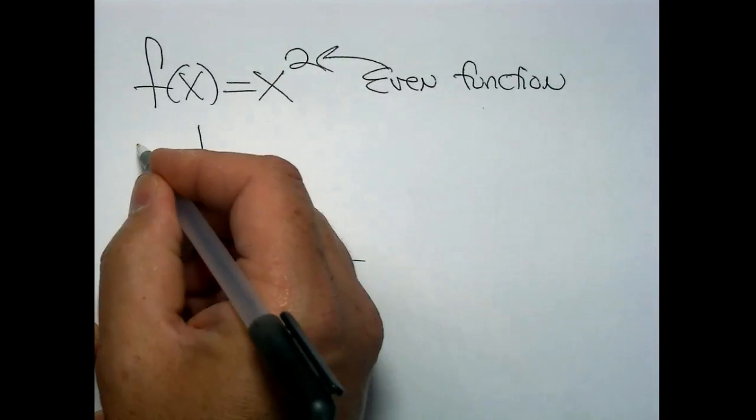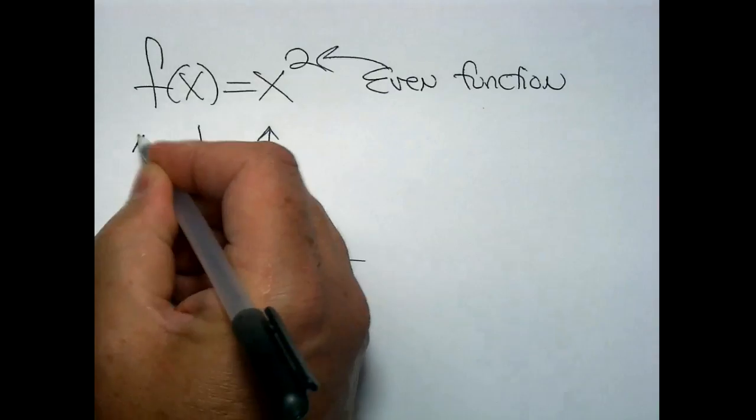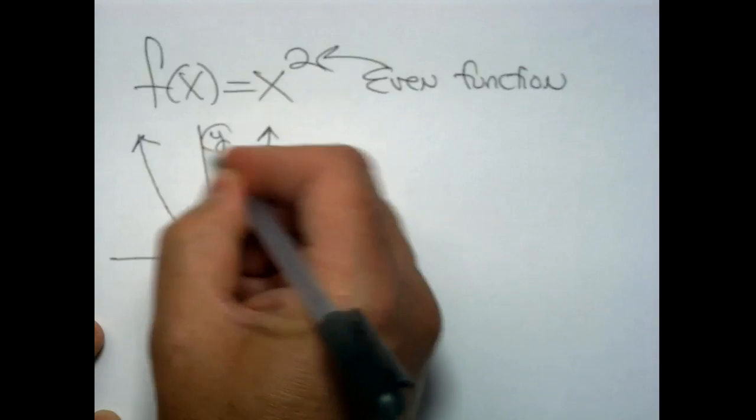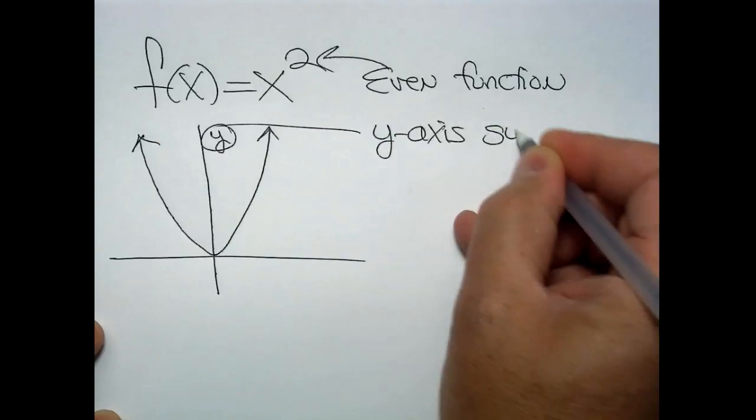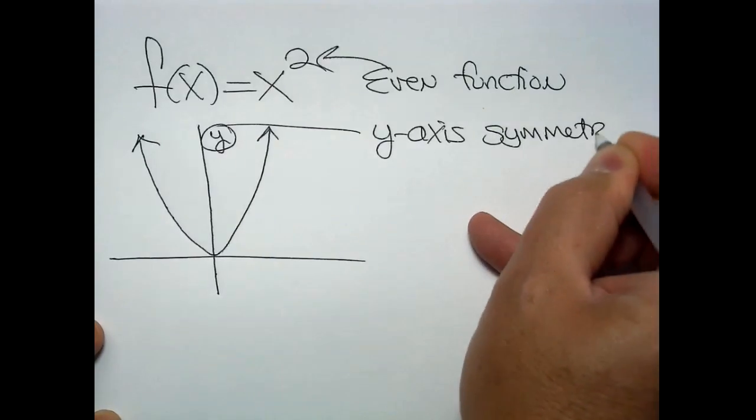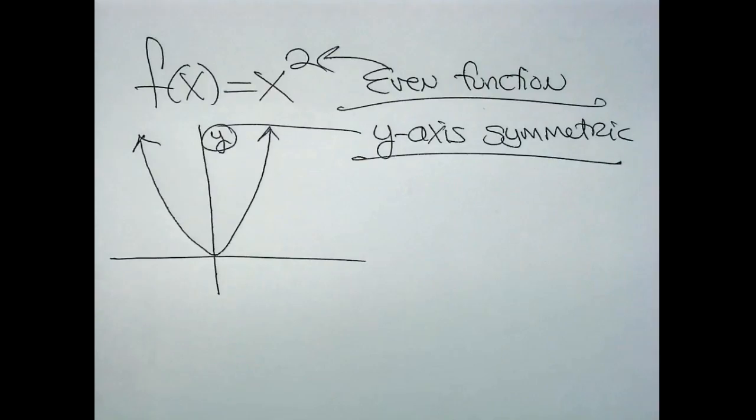The reason is because if you draw the parabola that represents y equals x squared, it is y-axis symmetric. So even functions are y-axis symmetric. That means it's showing you that one part of the curve is reflecting across the y-axis.